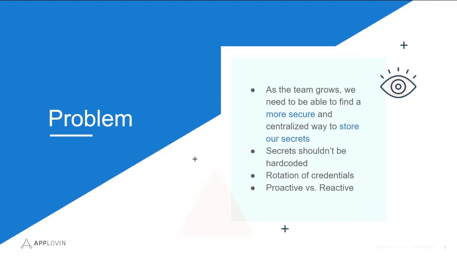Another pretty obvious problem is that secrets shouldn't be hard-coded. They shouldn't be in plain text and just pushed to whatever source control that you have. And there should be an easy way to update or rotate credentials across your infrastructure. And lastly, there should be a more proactive mindset rather than reactive when it comes to your infrastructure security. If you fail to plan, you plan to fail, as they say. You shouldn't wait until it's too late.